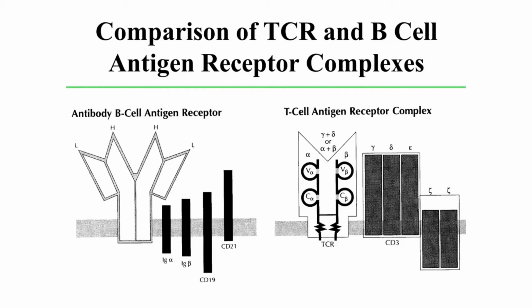So now, the CD molecules that identify B lymphocytes are CD19, 20, and 21.